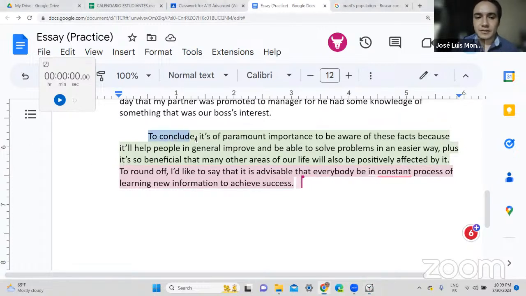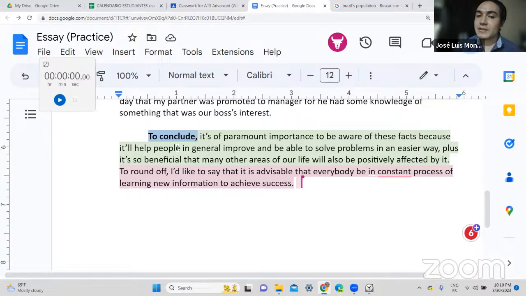Good, right? So we have the introductory phrase. In general, there's only one detail that we're going to see as a correction or a recommendation, because it seems a little word, but it has a very strong meaning. Okay, so it's of paramount importance to be aware of these facts because it'll help, right? Because we don't need commas, anything. It'll help people in general.